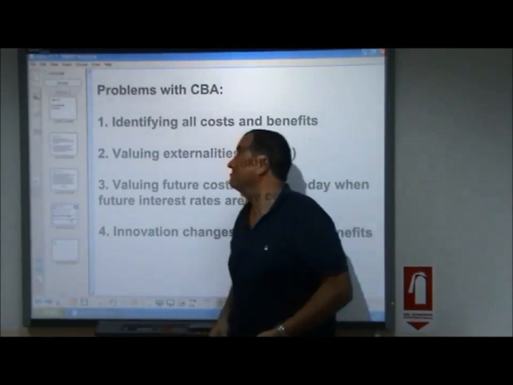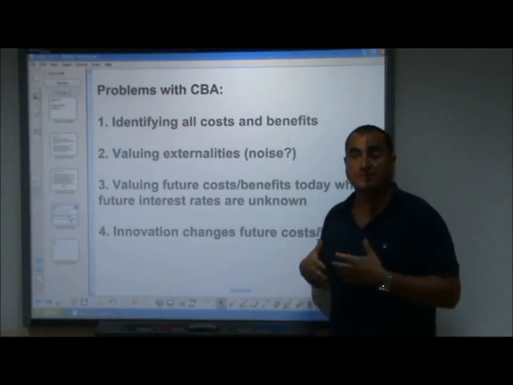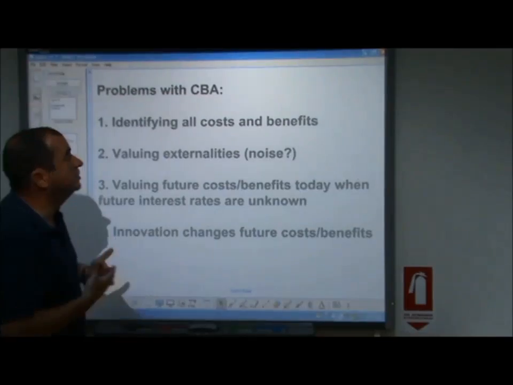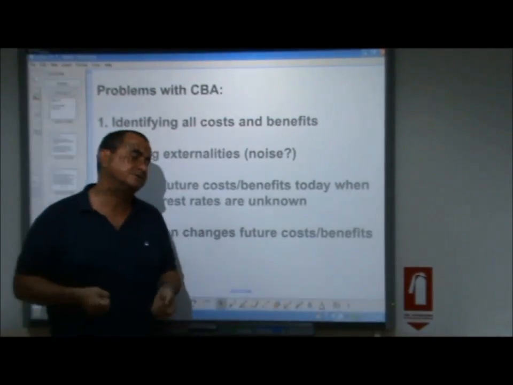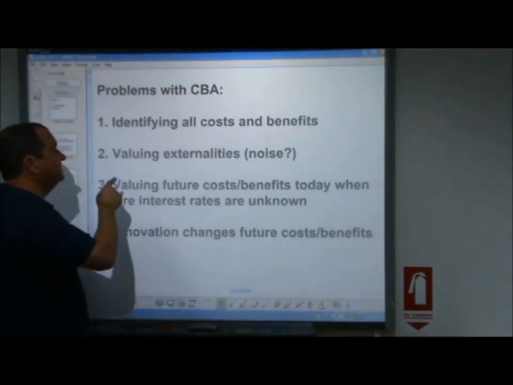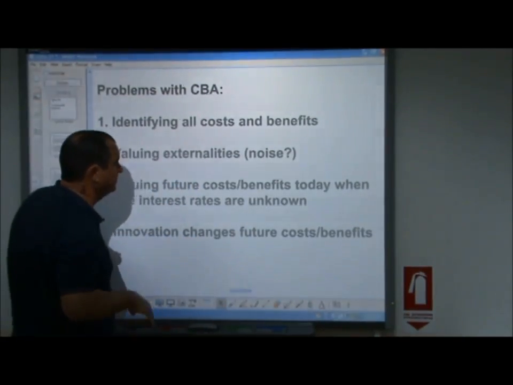Okay. Problems with cost-benefit analysis then. Firstly, the difficulties and the problems. Firstly, identifying all the costs and benefits. Very difficult to do that. There will be thousands and thousands of costs and benefits. And of course, there will always be unexpected ones. Secondly, putting a value on these. I mean, how do you value noise pollution, for example?